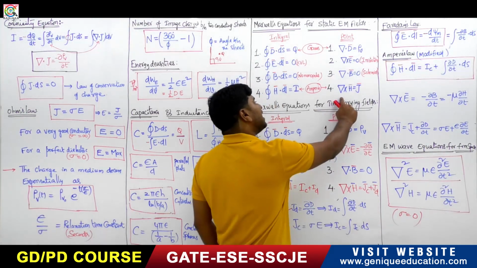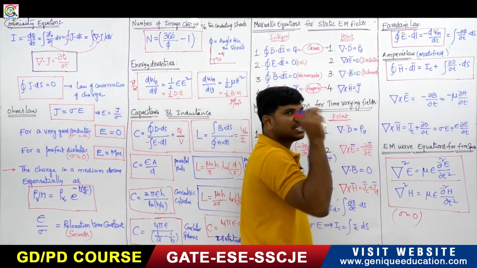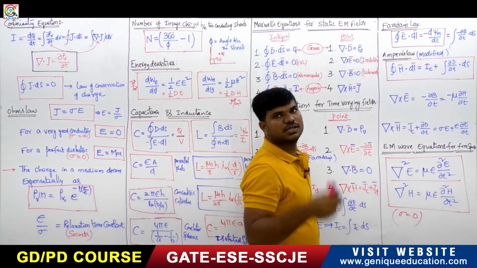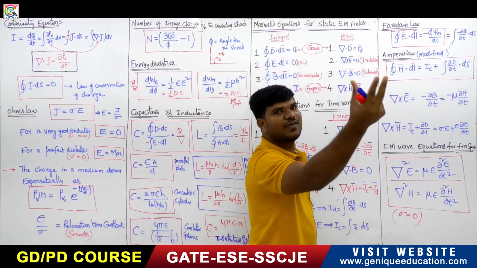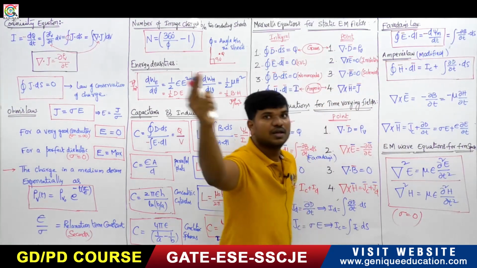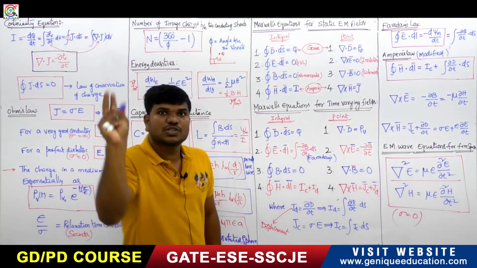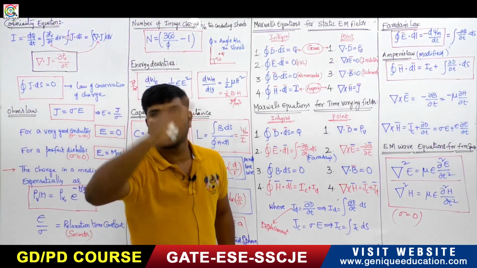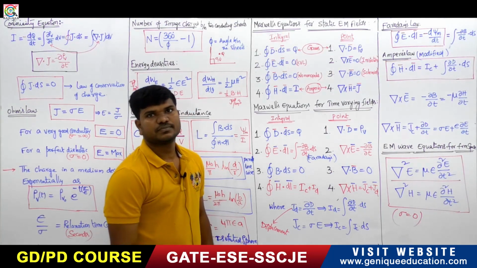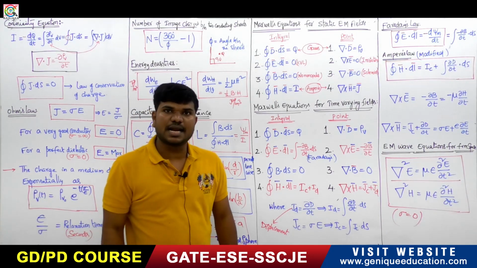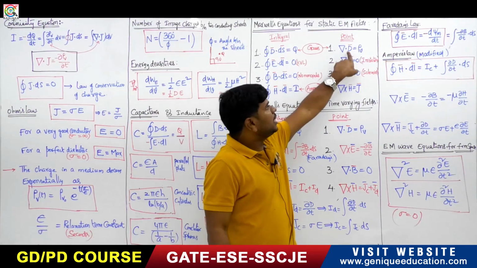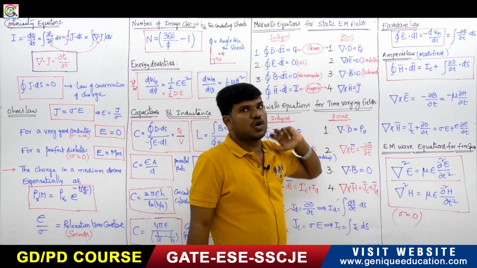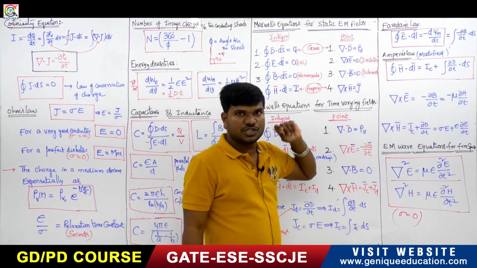What del cross H equals J actually means is the strength of the magnetic field at that cause on the wire. Outside the wire, del cross H is equal to 0. There is no current density outside the current conductor. That is the point you have to understand. Okay. Del dot D is equal to rho V, and del cross H is equal to J.